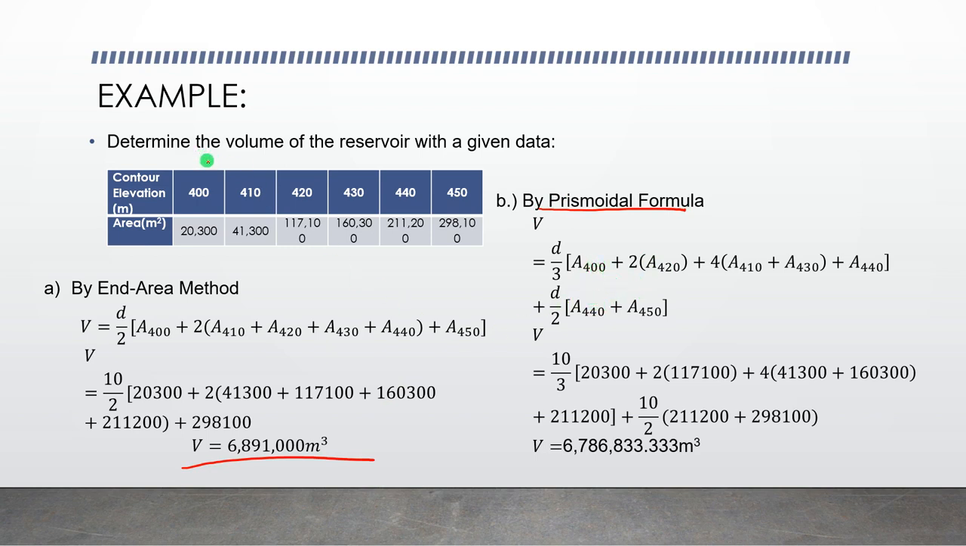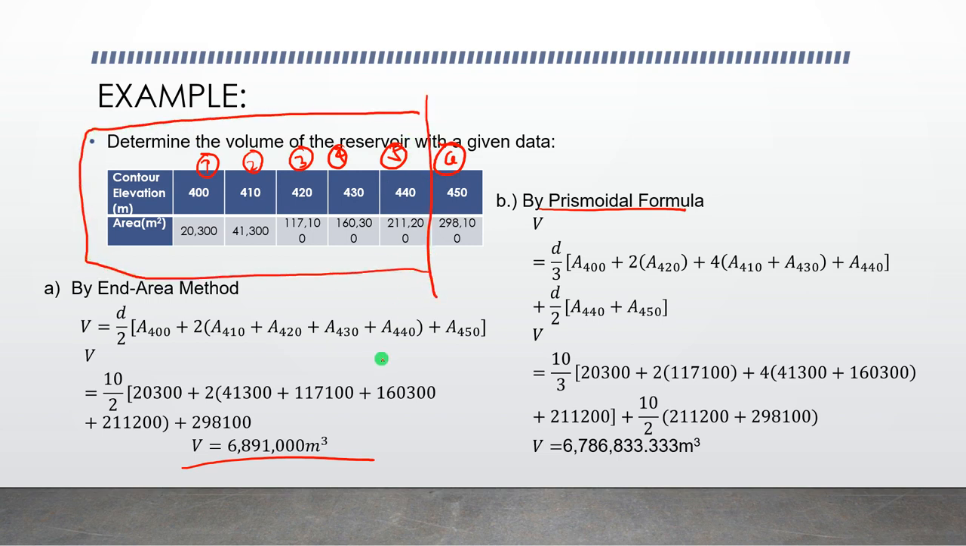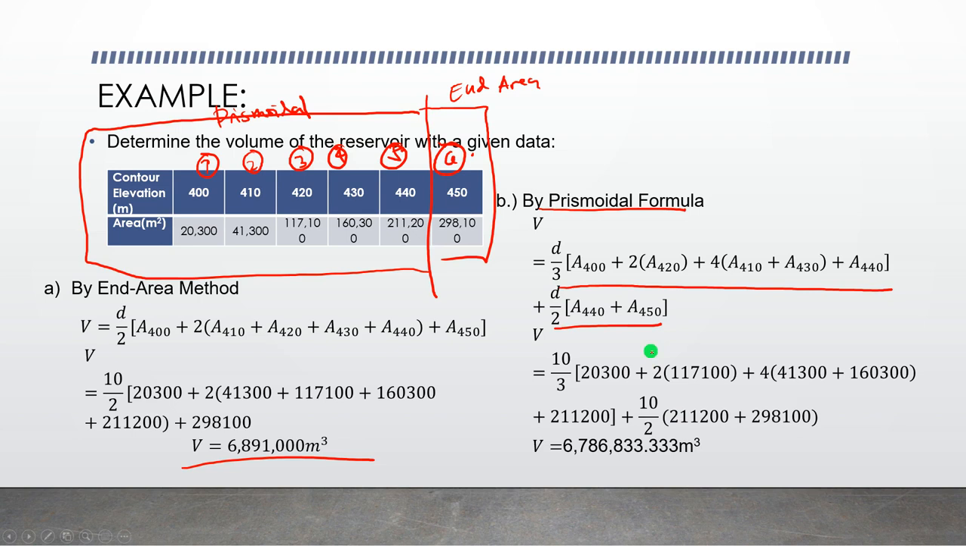By the prismoidal formula, we substitute again into the formula. Since the number of stations, or contour elevations, are 2, 3, 4, 5, 6, it means that we can only apply the prismoidal formula up to the fifth contour elevation. Then for the remaining segment from the 5th to 6th, we apply the end area method. So this is the prismoidal formula, and this is the end area for the last segment. Substituting all the given data into the formulas, we have a computed volume of 6,786,833.333.